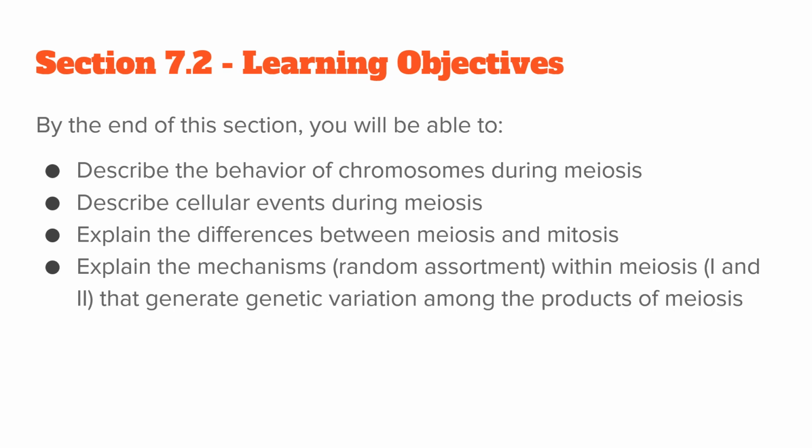By the end of this section, you should be able to describe the behavior of chromosomes during meiosis, explain the key cellular events that occur, compare meiosis with mitosis, and explain how crossing over and independent assortment generate genetic variation among gametes.